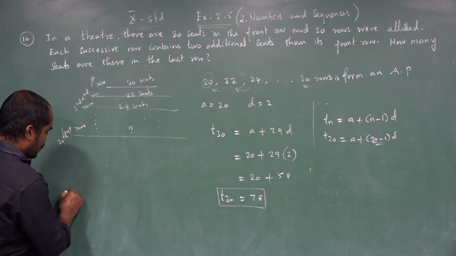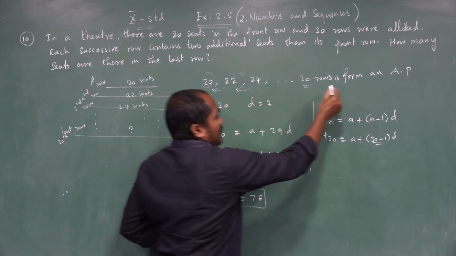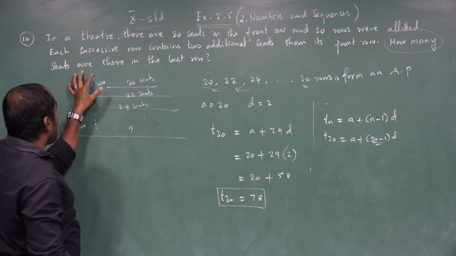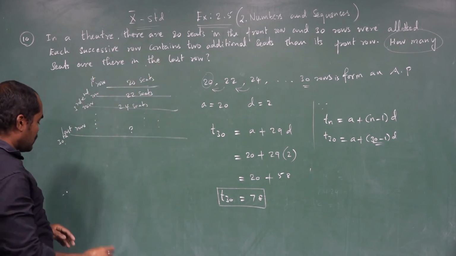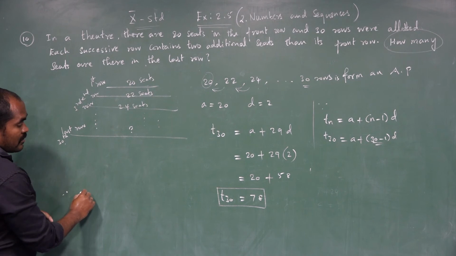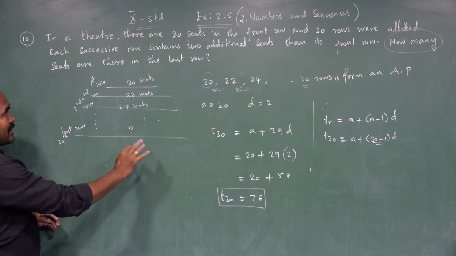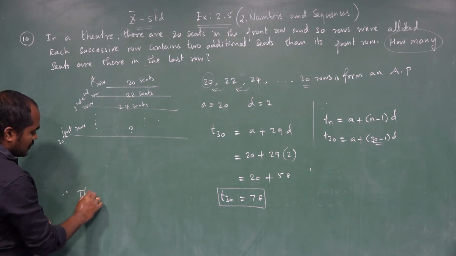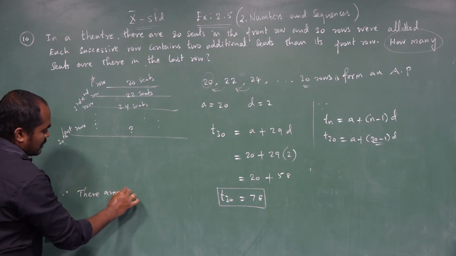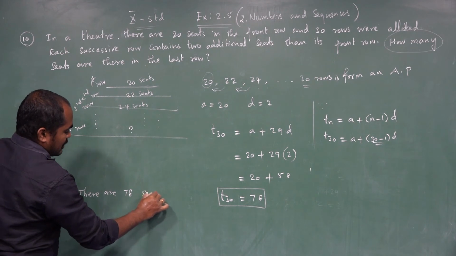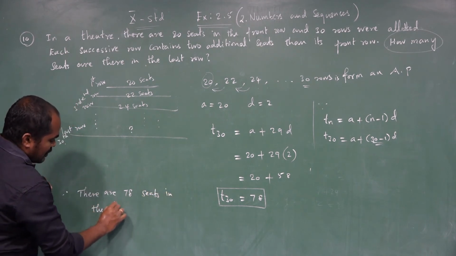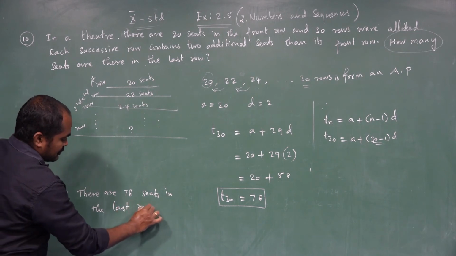Therefore, this is our question: how many seats are there in the last row? There are 78 seats in the last row.